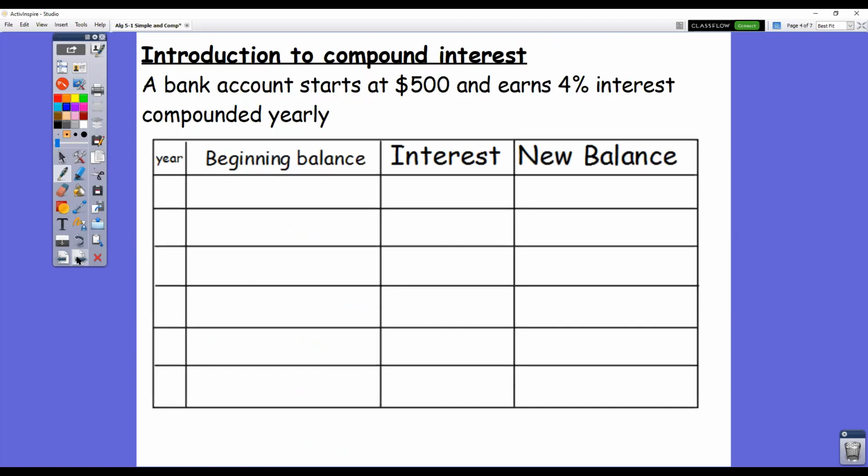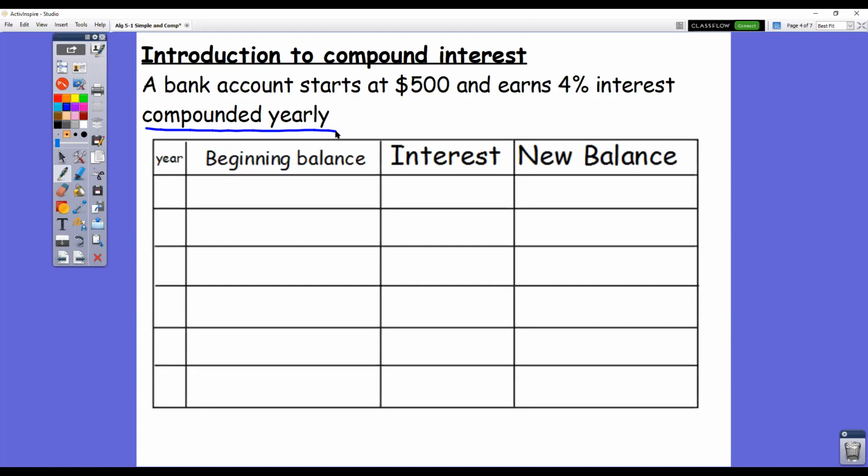Compound interest is a lot more complicated. Now, we're going to do compounded yearly. Most bank accounts are compounded daily, so that's even more complicated than what we're going to do. We're going to do compounded yearly. So what does that mean? Well, compounded yearly means that at the end of the year, you're going to take that money and reinvest it back into the account. You're going to add it to the account.